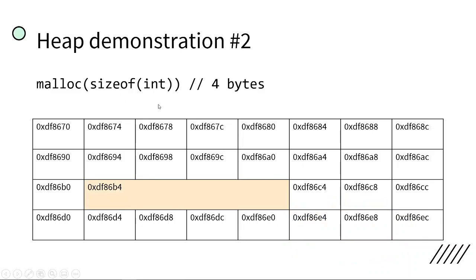Next, we try to allocate 4 bytes of memory in our heap. So as you can see, we have allocated 4 bytes of memory.